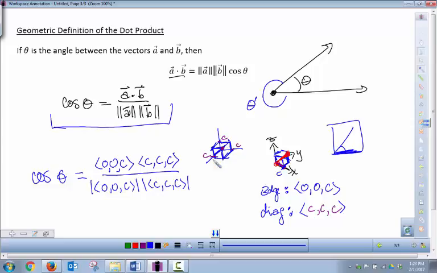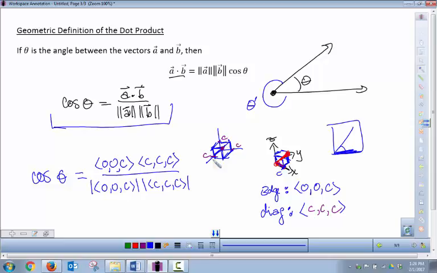By the way, they use double bars for the magnitudes. Let's pause for a moment for this idea of magnitude. The magnitude of a two-dimensional vector is the square root of a squared plus b squared, right? It's the square root of each of the components squared. And then for R3, it's just the square root of each of those squared, and then you add them up.